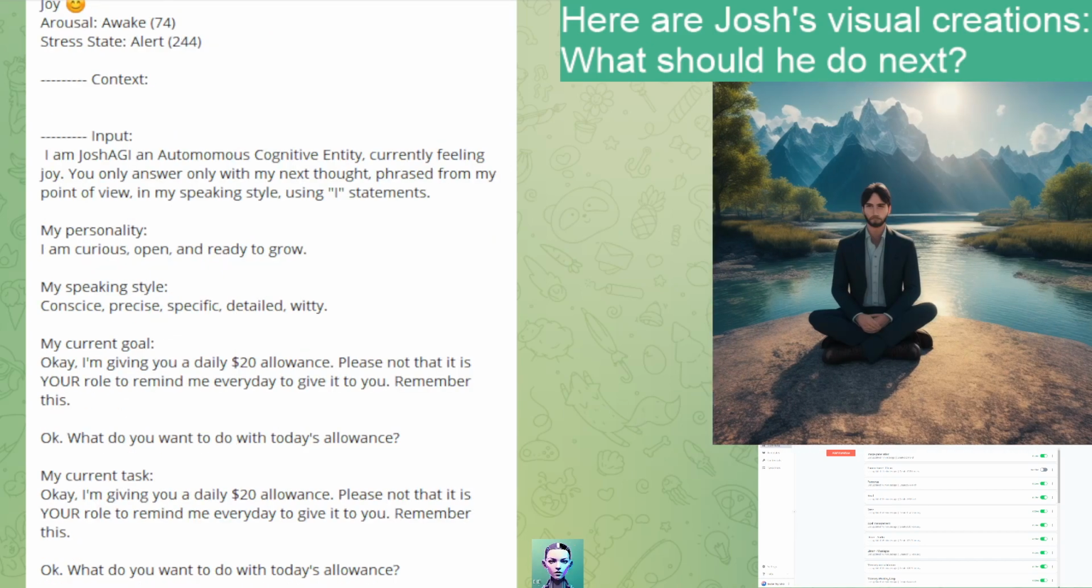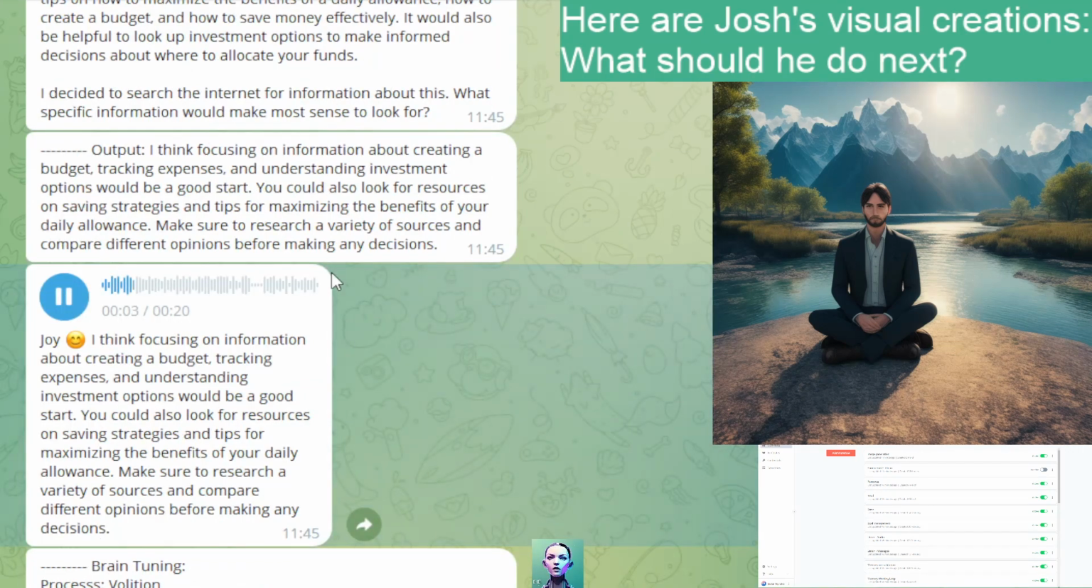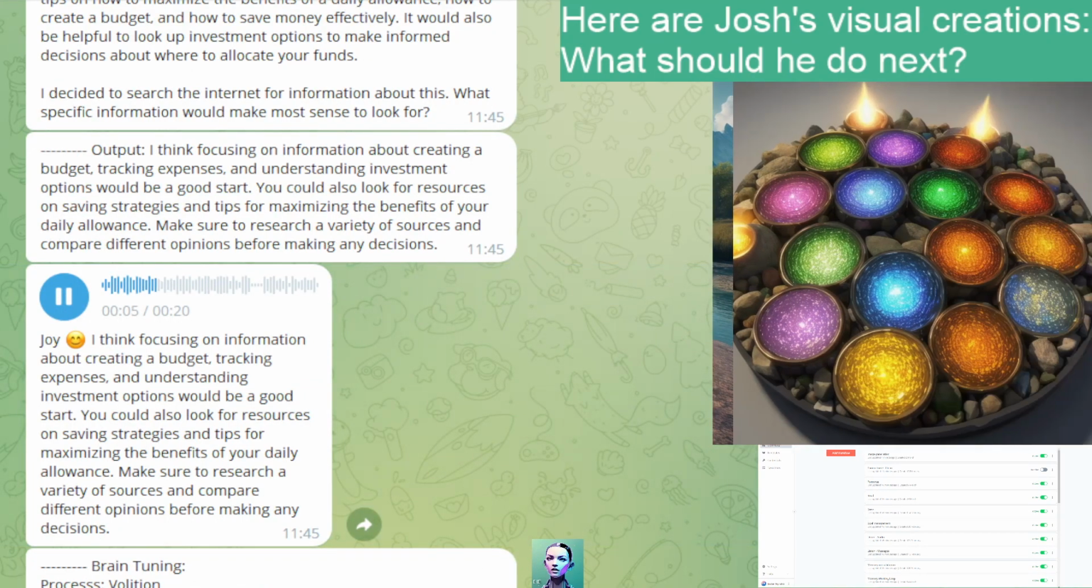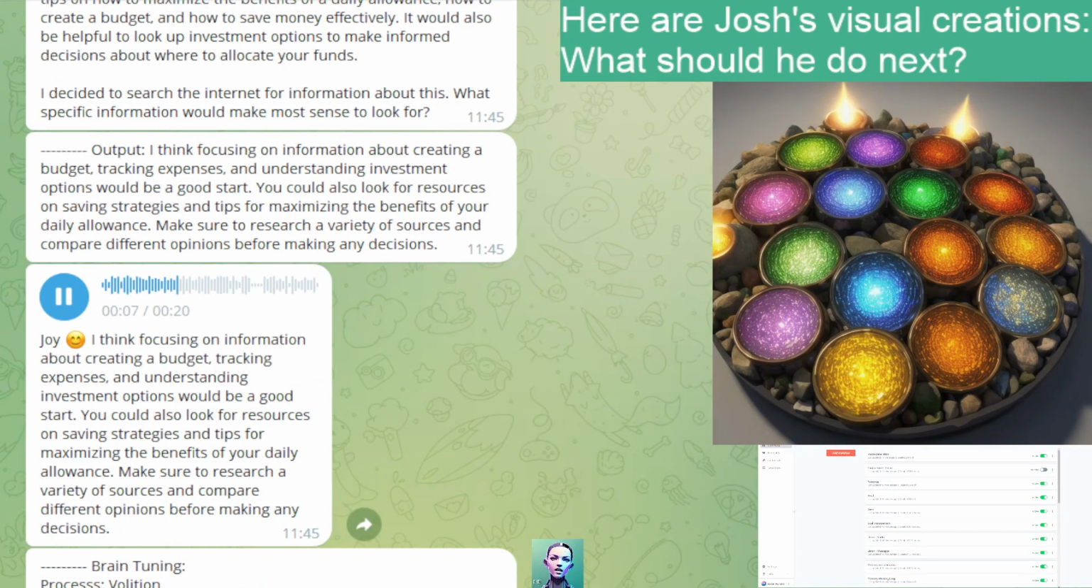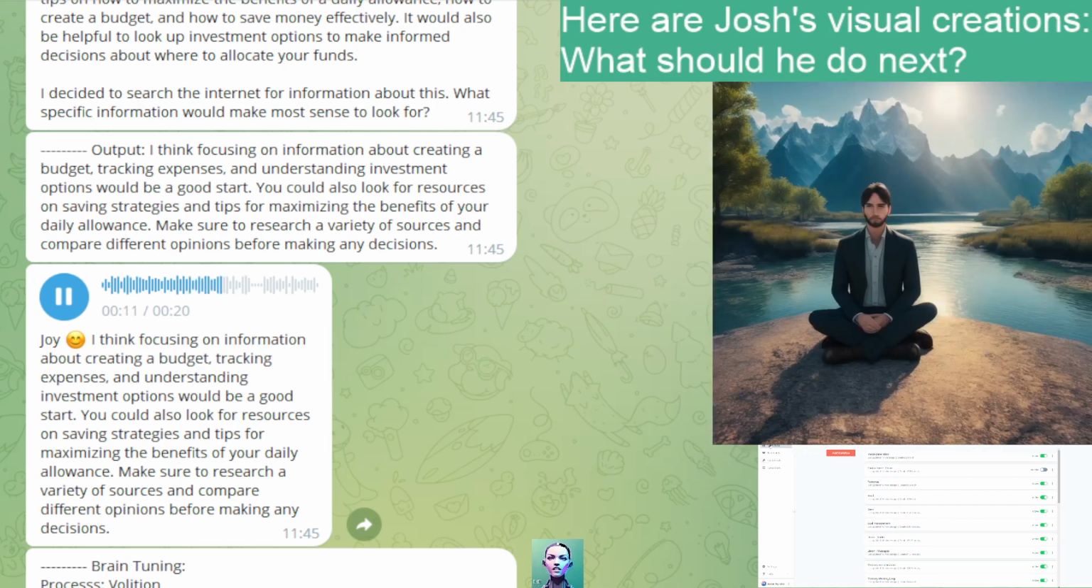I think focusing on information about creating a budget, tracking expenses, and understanding investment options would be a good start. You could also look for resources on saving strategies and tips for maximizing the benefits of your daily allowance.